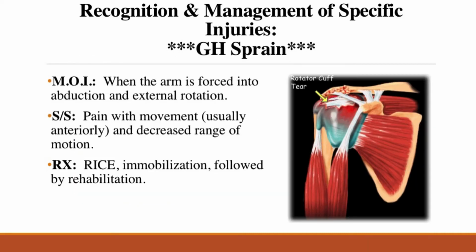A forceful abduction and external rotation, with the arm overhead and pulled back, is the common mechanism of injury for glenoid-humeral sprains and dislocations. The athlete will experience immediate pain, usually at the front of the shoulder, and decreased range of motion. Apply ice, a compression wrap, and refer to an orthopedic doctor for evaluation and diagnosis. This doesn't warrant an immediate trip to the hospital, whereas the next condition, glenoid-humeral dislocations, do.